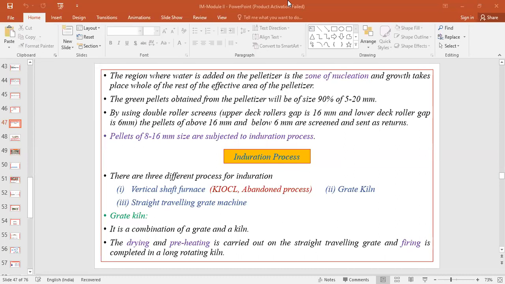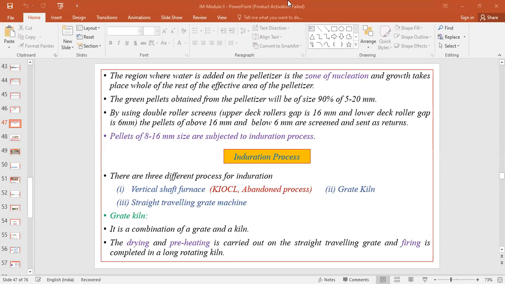So in the last class, we discussed the pelletization process, that is the green ball formation, and today we will discuss the induration process.